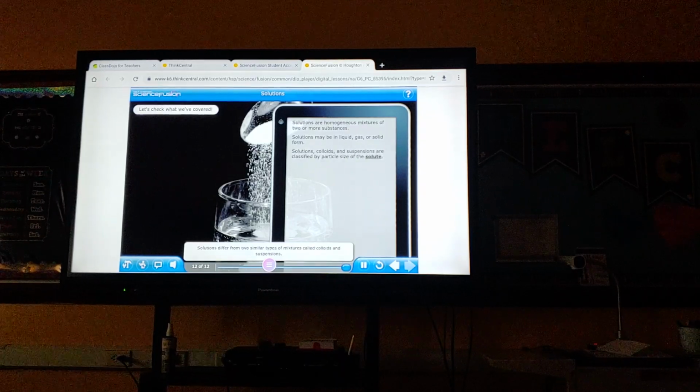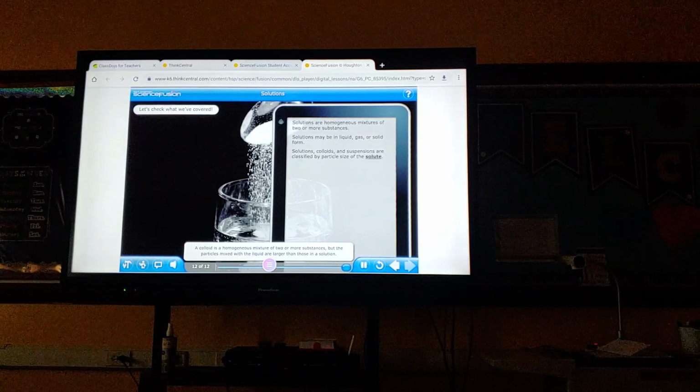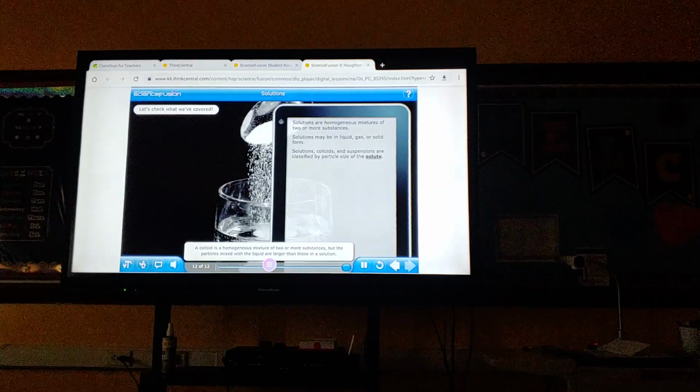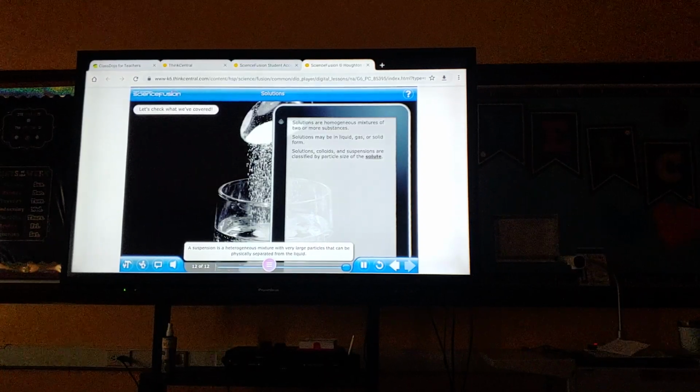Solutions differ from two similar types of mixtures called colloids and suspensions. A colloid is a homogeneous mixture of two or more substances, but the particles mixed with the liquid are larger than those in the solution. A suspension is a heterogeneous mixture with very large particles that can be physically separated from the liquid.